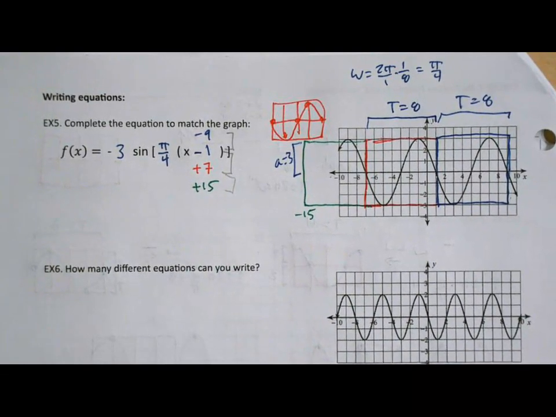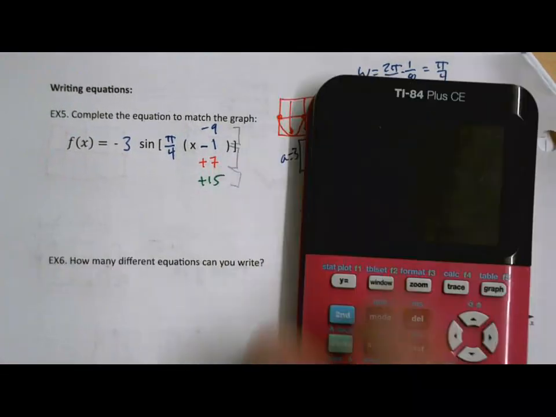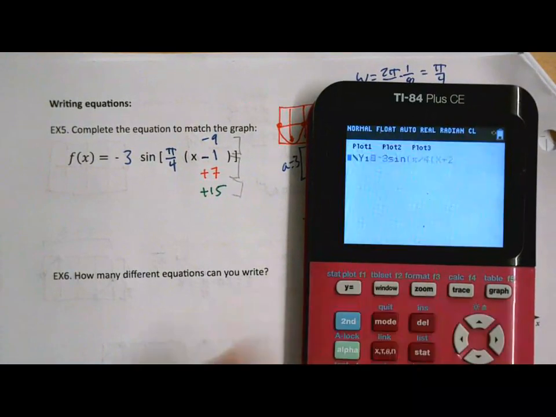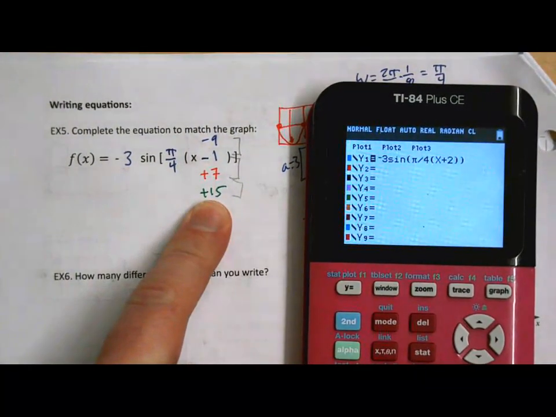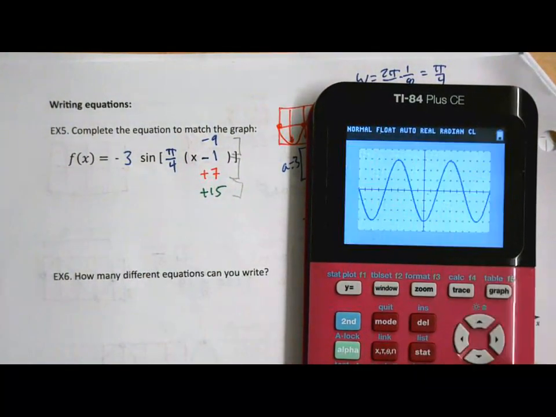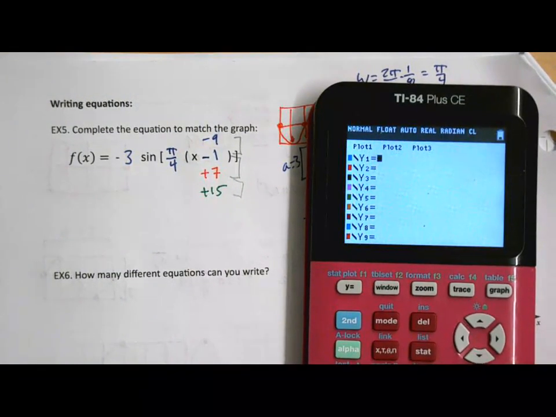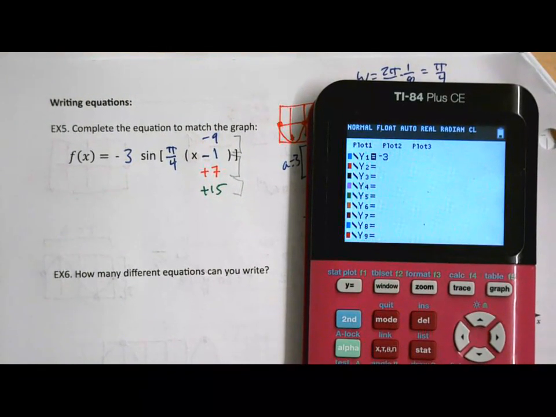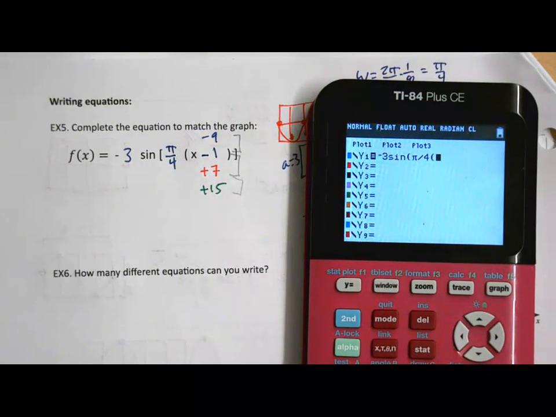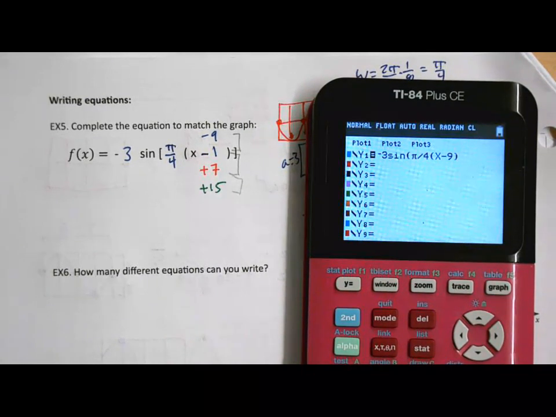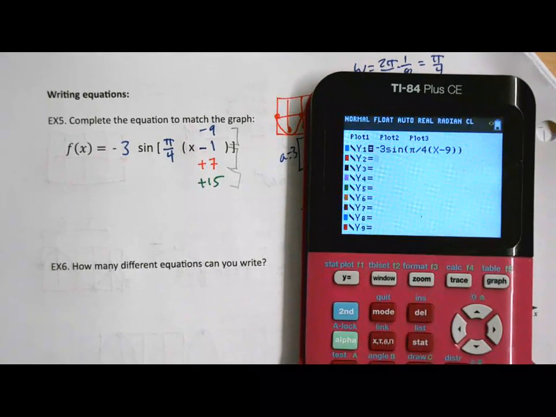If you guys could get your calculators out? We've already set up our window for this. I want you to type in these 4 equations. I wish there was a way to copy and paste. I have not figured that out on these calculators yet. I want you to type in all 4 of them, and we're going to graph them all at once. And what I'm hoping that we'll see is that they all overlap each other.